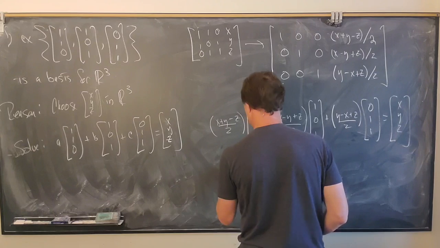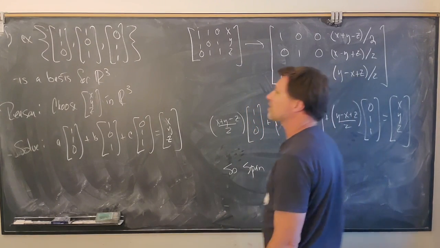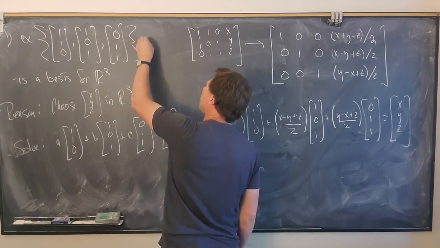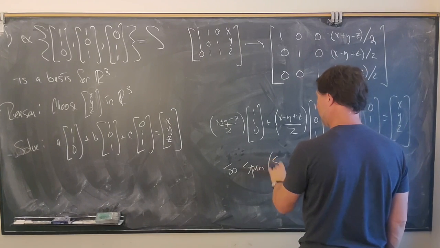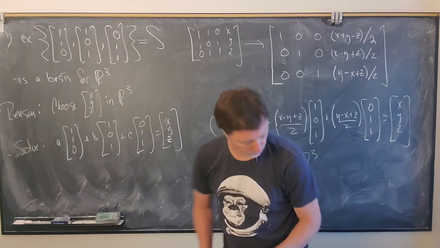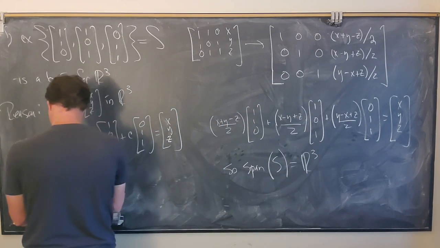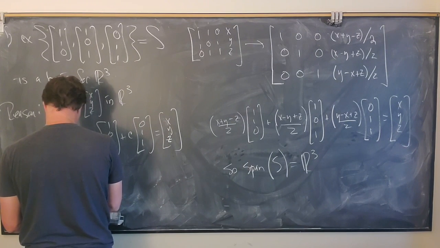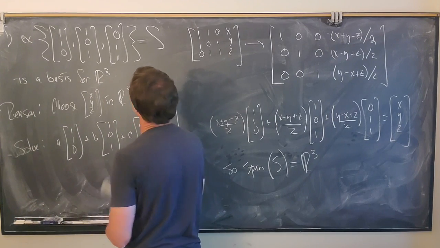So the span of that set, to be efficient here, let's call this set capital S. Then I can say the span of S is equal to R3. Okay, so we're halfway there. Next, I need to show linear independence.